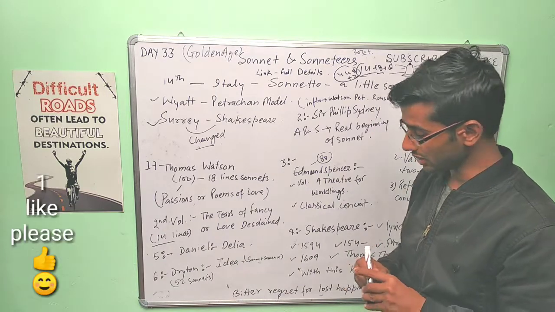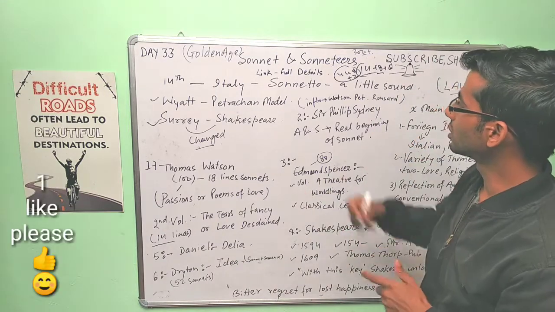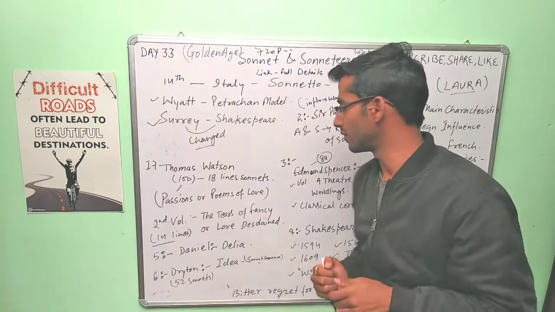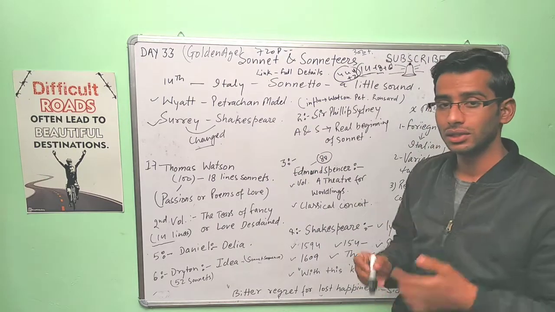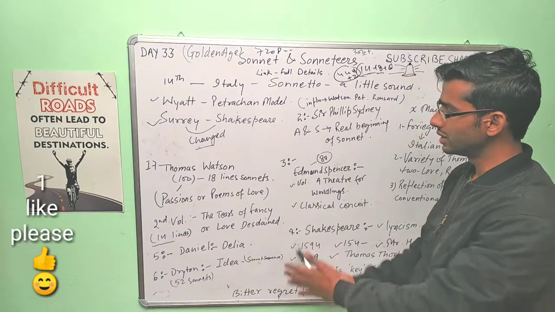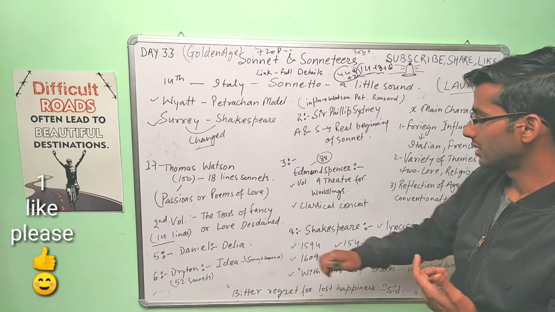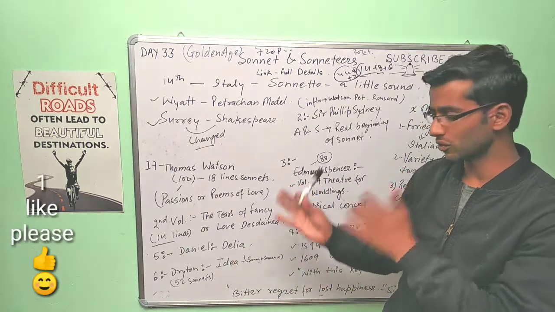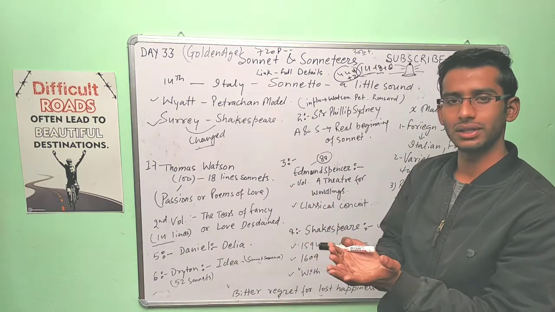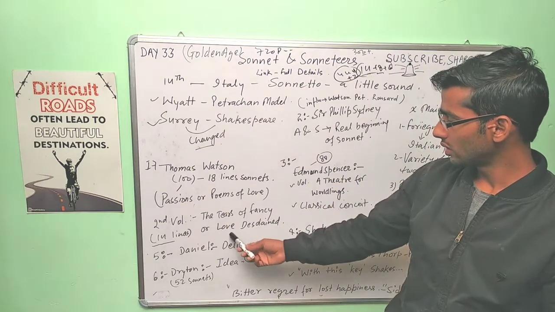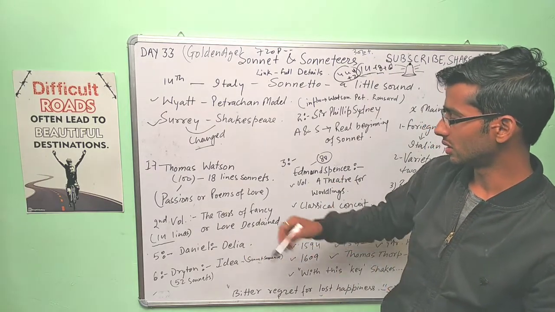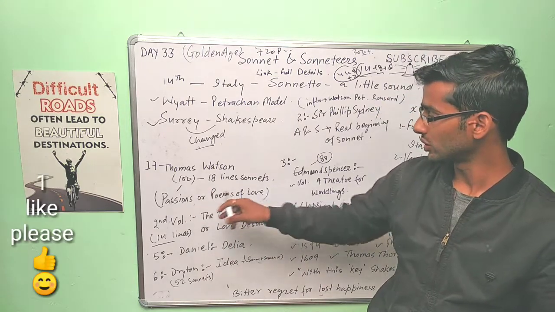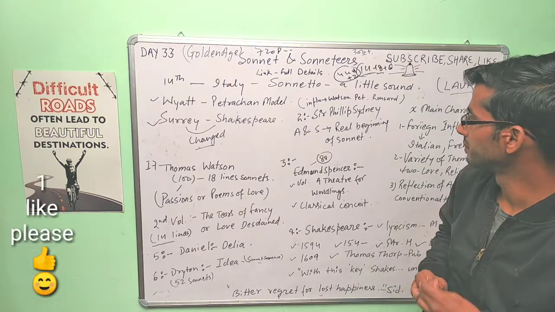Some people are complaining that it is not visible, so try to watch in 720p and on full screen on your cell phone, so it will be clear, and try to listen to me as well as I read these things for you while discussing them. So, The Tears of Fancy in 14 lines, again he came to the 14 line sonnet structure, or Love Distant. So these Tears of Fancy or Love Distant was the second volume. The first volume was Passions or Poems of Love by Thomas Watson.